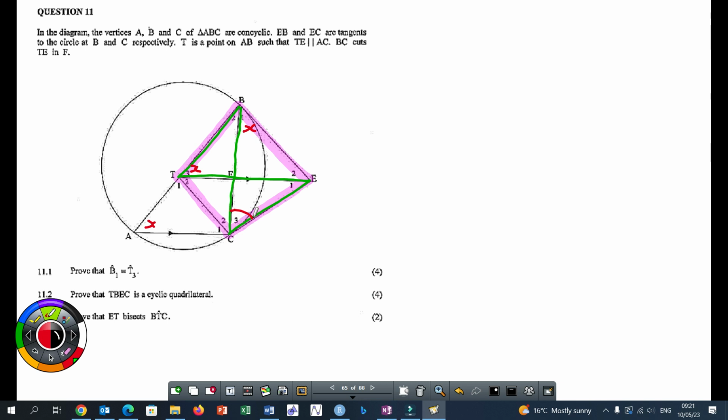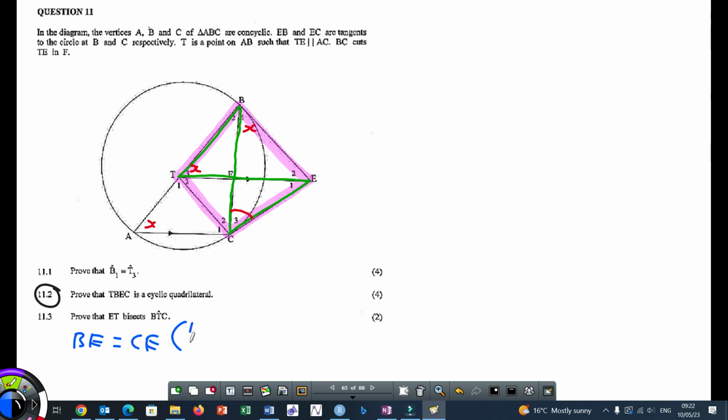So we are doing that one. First thing, I'm going to write here that BE is equal to CE, and these are tangents from a common point.